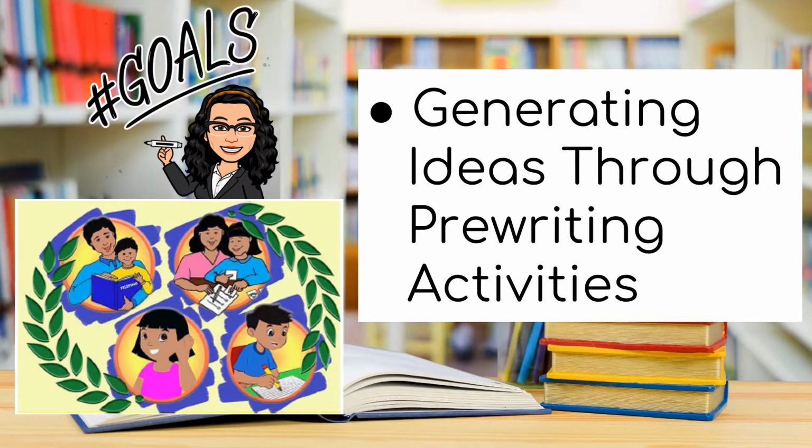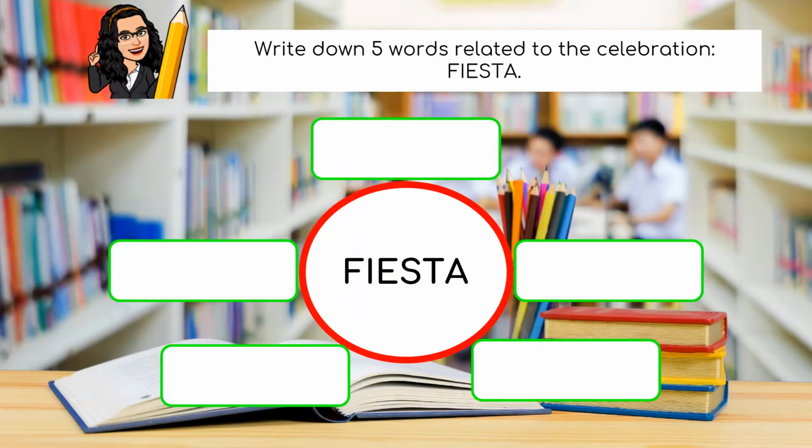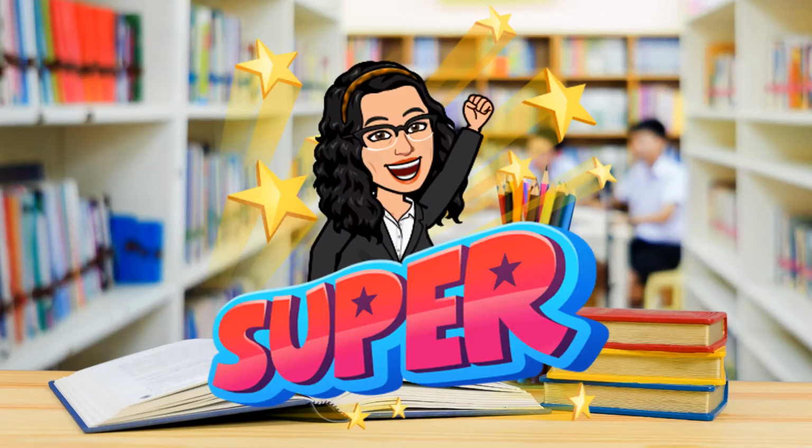Excellent! Our first lesson for today is generating ideas through pre-writing activities. For this activity, write down 5 words related to the celebration fiesta. These are 5 words related to the celebration fiesta. Street dancing, buntings, lechon, Senior San Miguel, visitors. Did you answer some of those words?